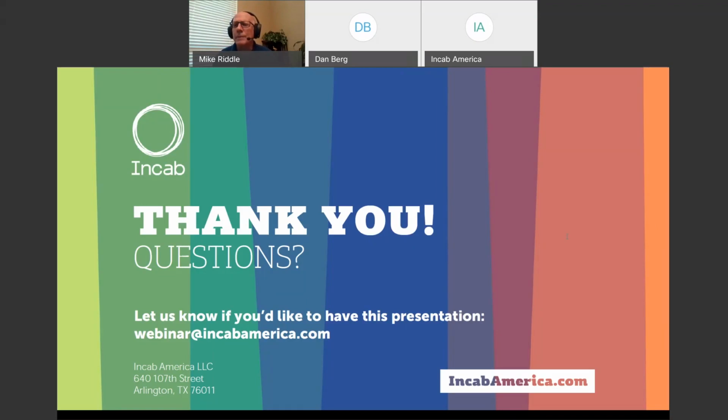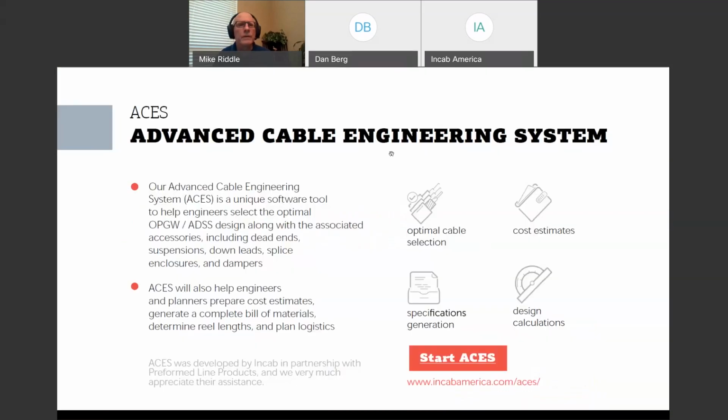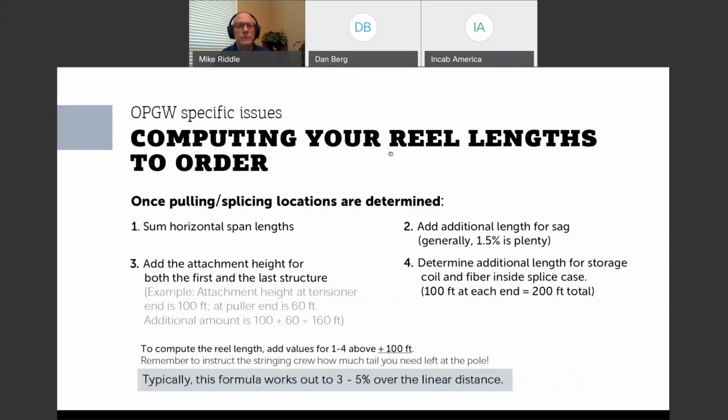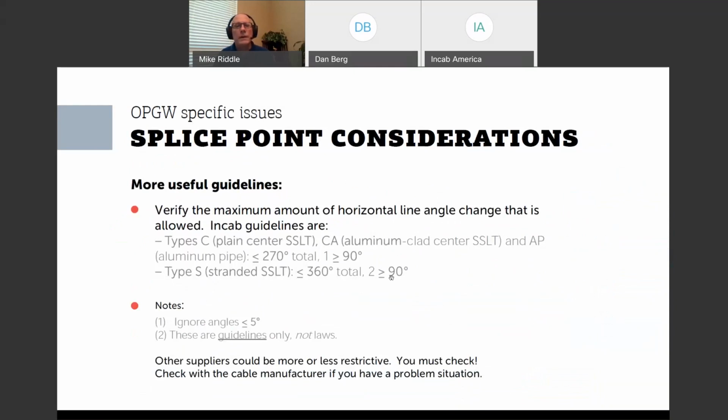What is the maximum sum of angles that you recommend can be pulled through? That was one of my slides. Let's go back here. It's by cable design type. But remember, this is strictly for in-cab. Other suppliers are going to have different limits, but you should ask them and they'll give you something.